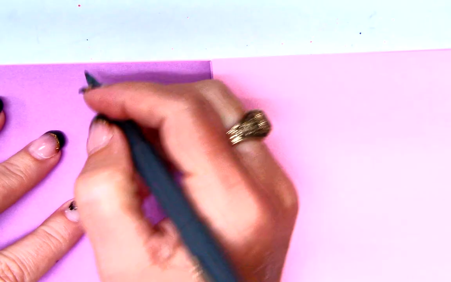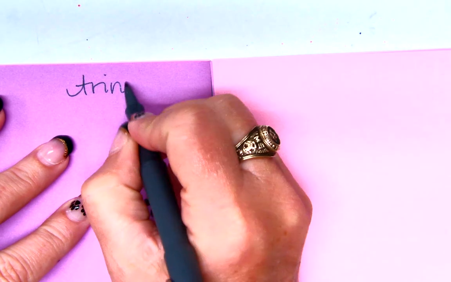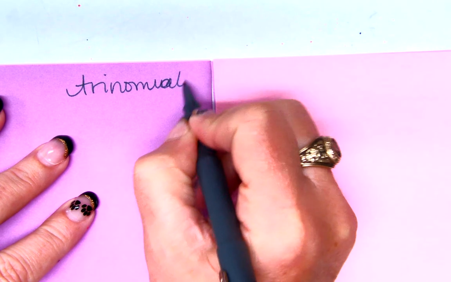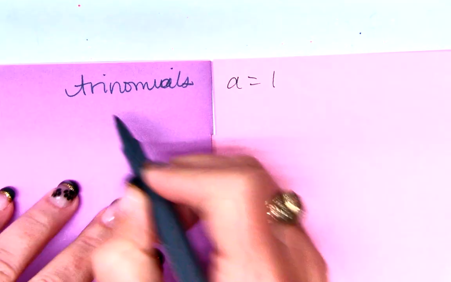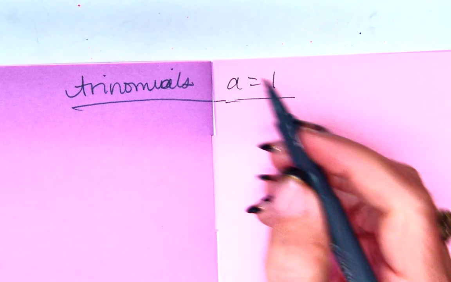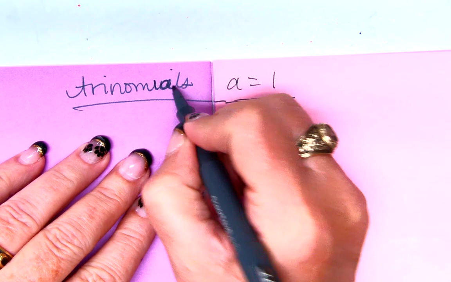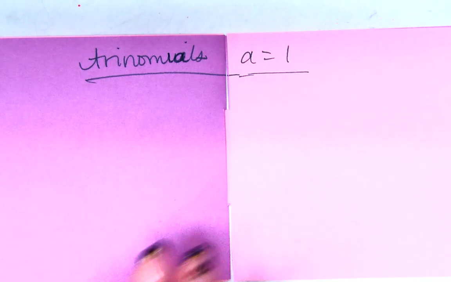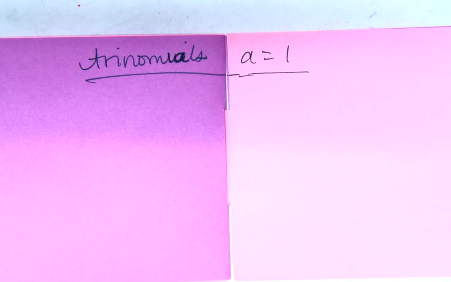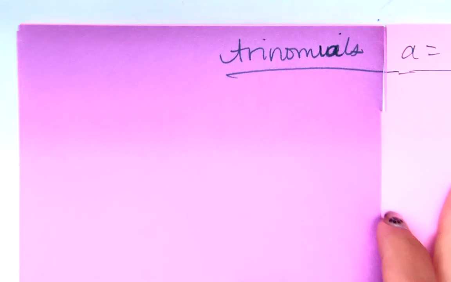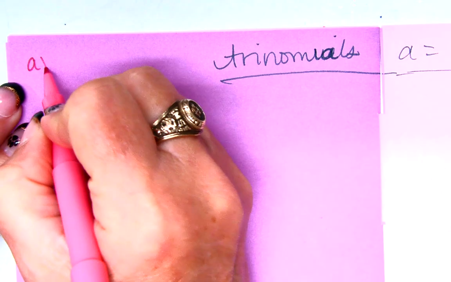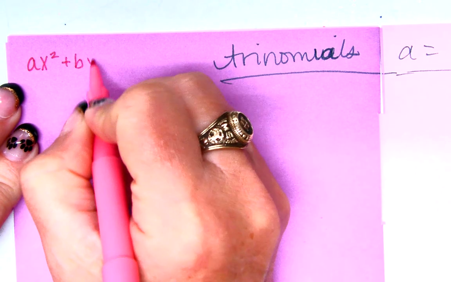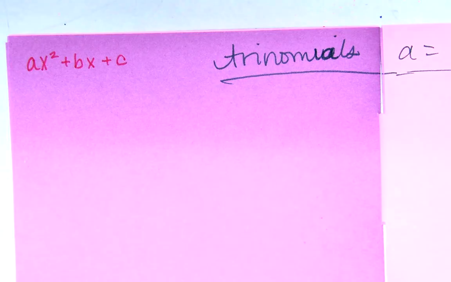Okay, so here goes the title. Trinomials, A equals 1. So first thing I want you to know, I'm going to come over on this side. I want you to know ax squared plus bx plus c. That's a general form of what's called a quadratic. We haven't talked about it yet this year, but just so you know, that's a general form.